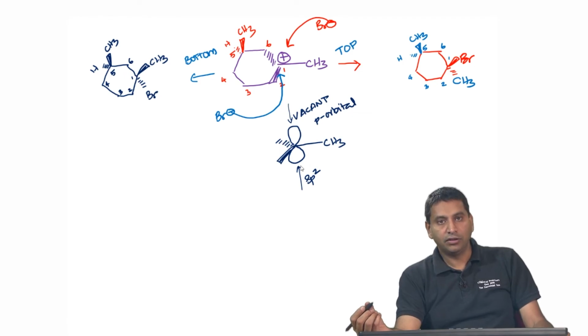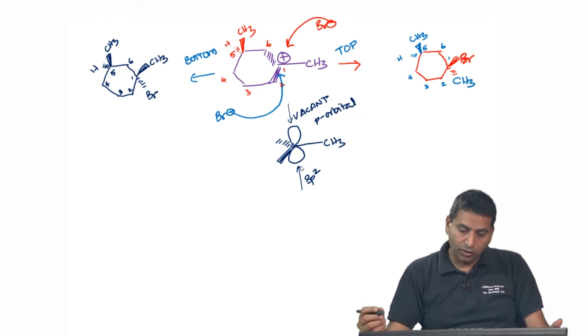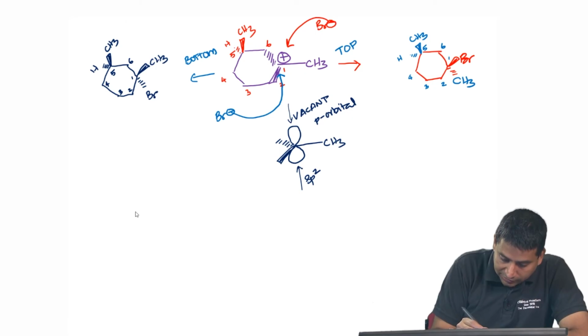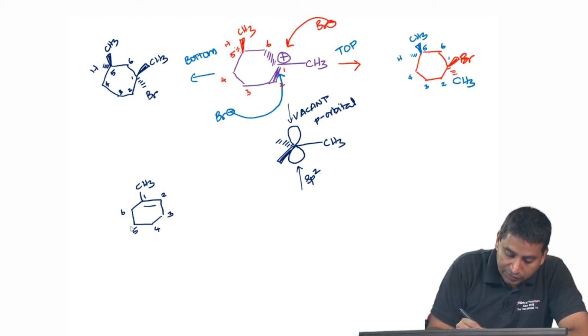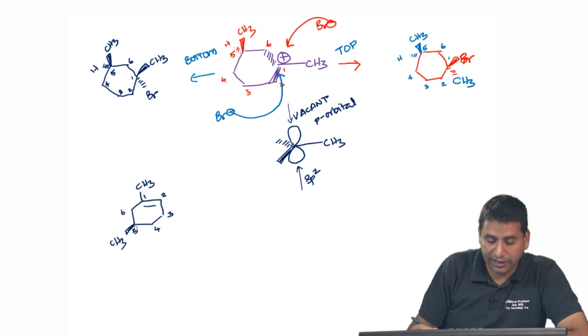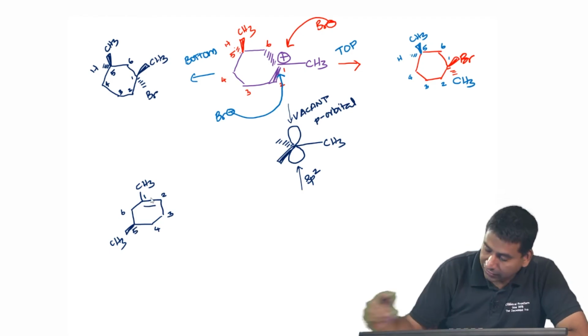Now, let us consider an alternative. The alternative would be that we start with the original compound as shown here, where your CH3 is over here, and if I follow the same numbering 1, 2, 3, 4, 5 and 6, the carbon 5 has the CH3 over here.